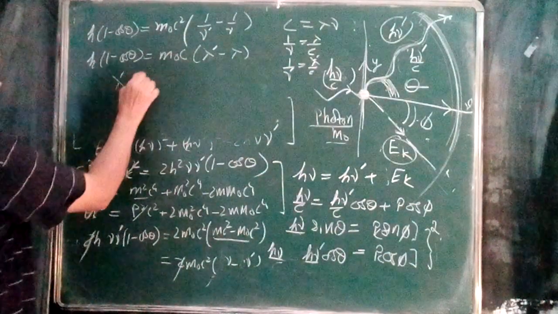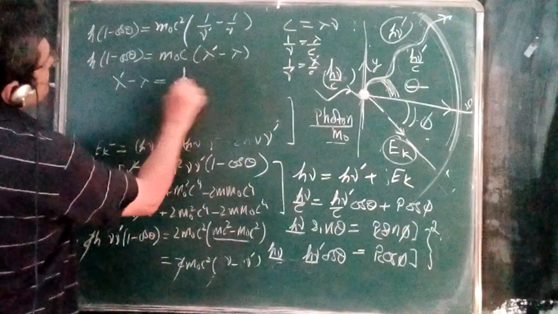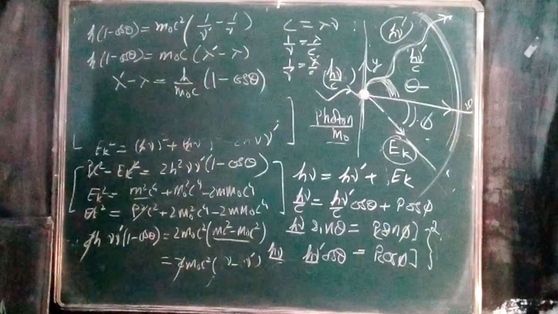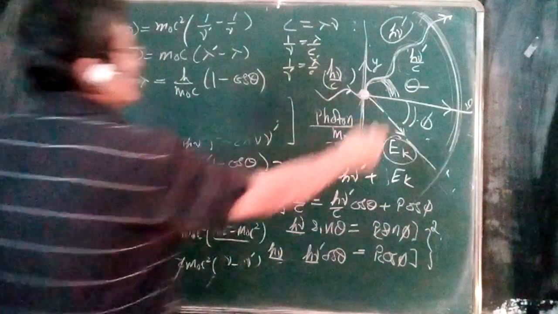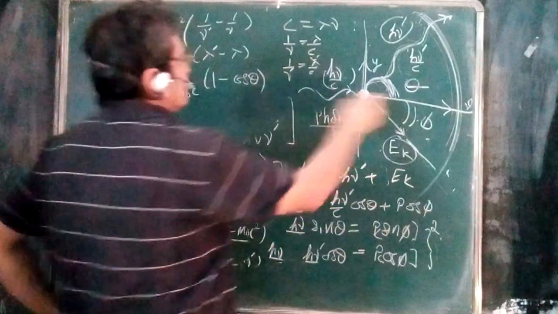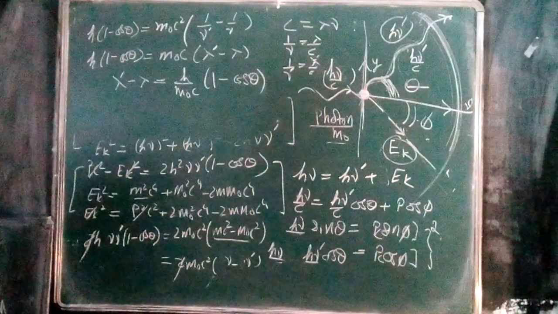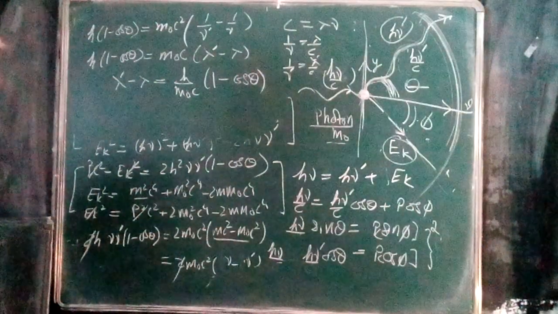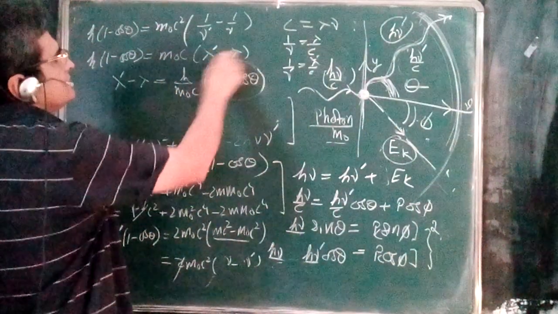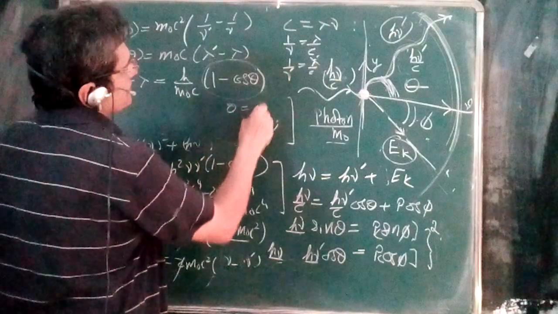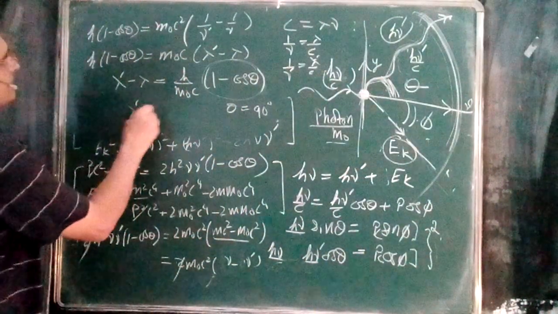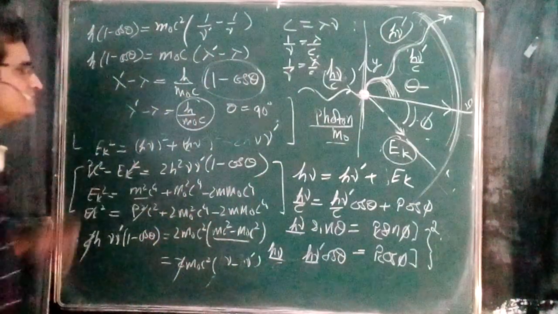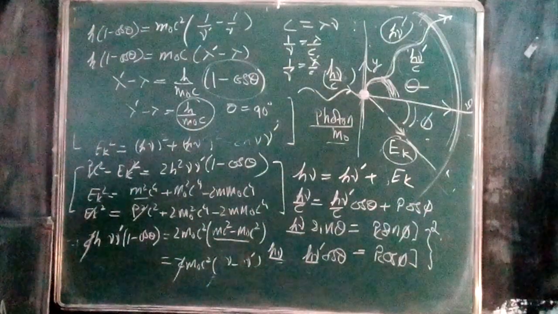Finally lambda dash minus lambda is coming as h upon m0 c 1 minus cos theta. This is the relationship between the wavelength of the scattered X-ray at a particular angle theta. At theta is equal to 90 degree, you get lambda dash as maximum, because the maximum value of 1 minus cos theta occurs at theta is equal to 90 degree, where you get lambda dash minus lambda is h upon m0 c. So this is the relationship for the Compton scattering.